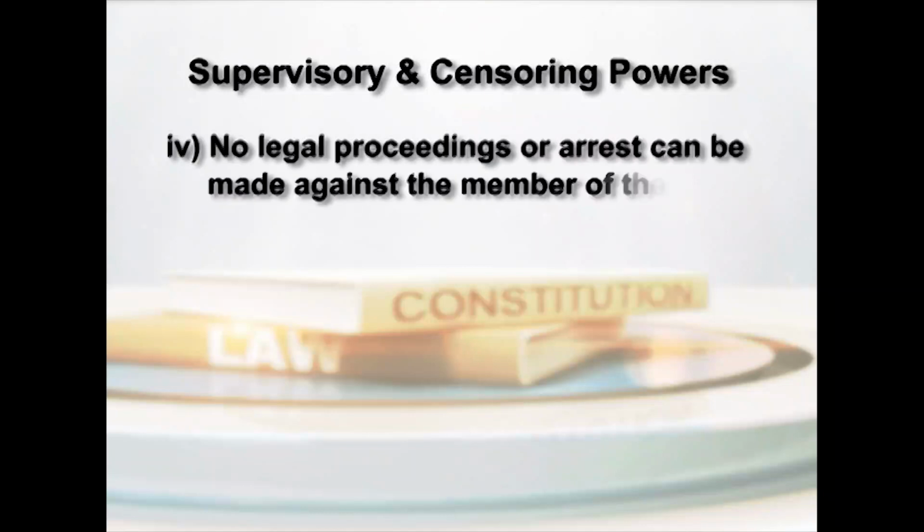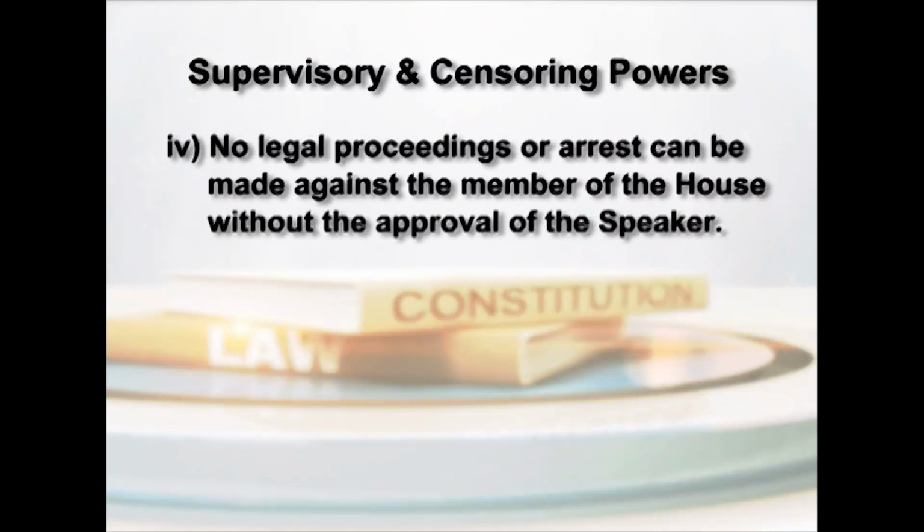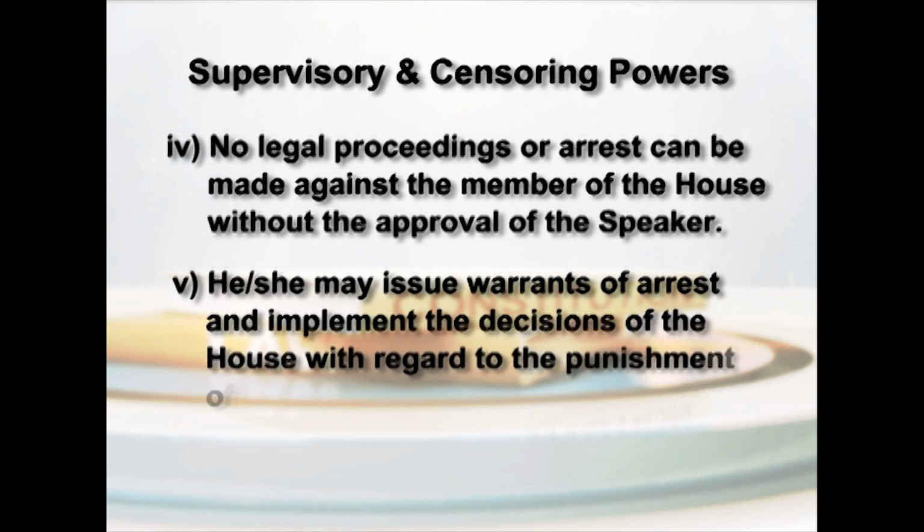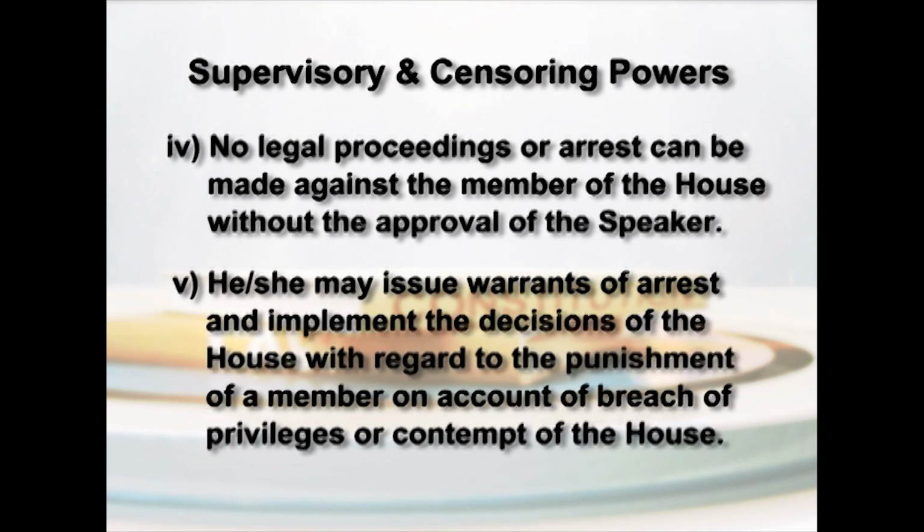No legal proceedings or arrest can be made against a member of the House without the approval of the Speaker. The Speaker may even issue warrants of arrest and implement the decisions of the House with regard to the punishment of a member on account of breach of privileges or contempt of the House. Now let us see the administrative powers of the Speaker.